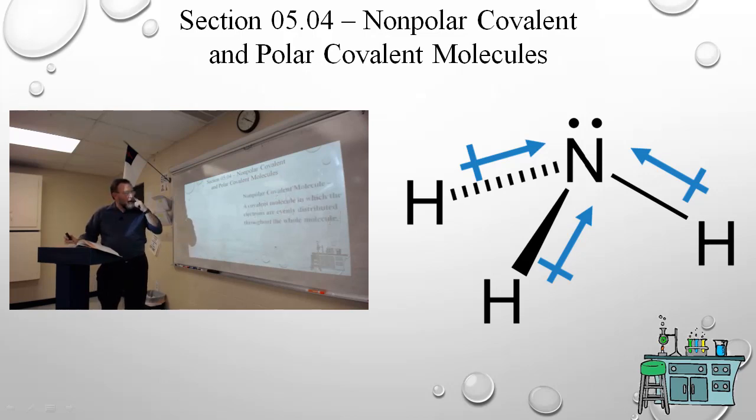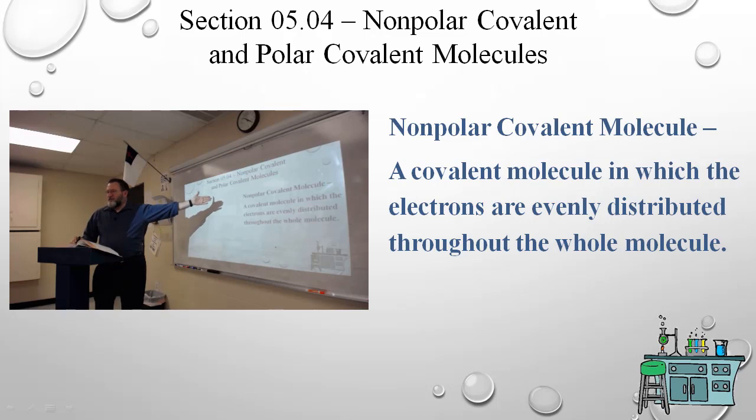So let's look at that. A nonpolar covalent molecule is a covalent molecule in which the electrons are evenly distributed throughout the whole molecule. There is an even distribution. To be a nonpolar covalent molecule doesn't mean that you can't have polar bonds. But when you do have polar bonds, they balance each other out. That's the hook. So for example, I'm going to show you this C2F4 molecule.